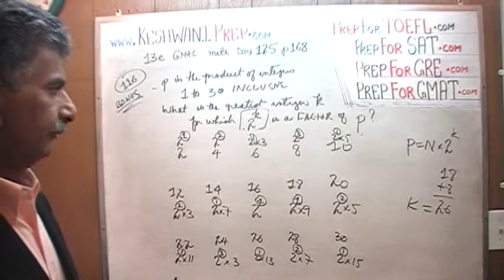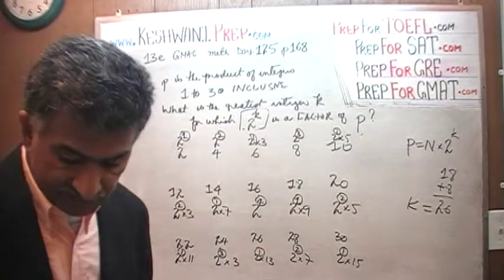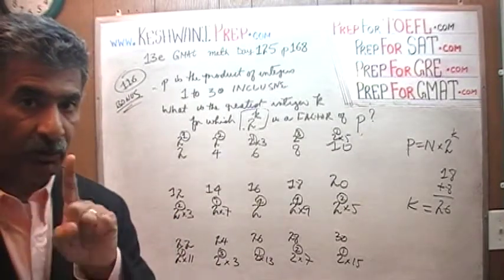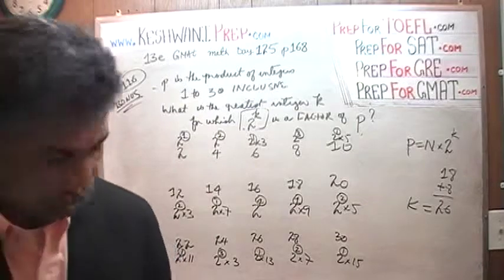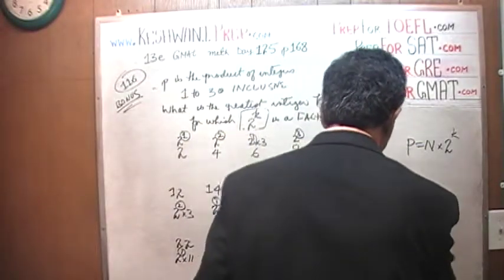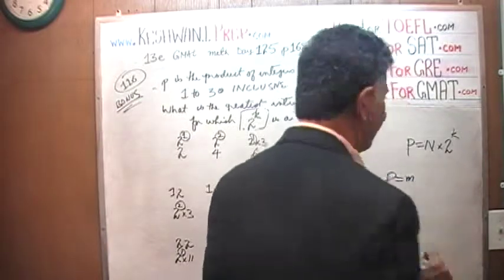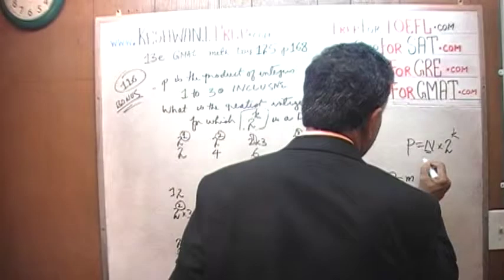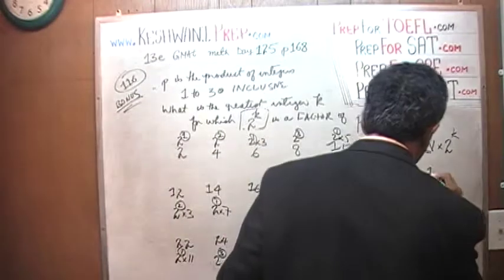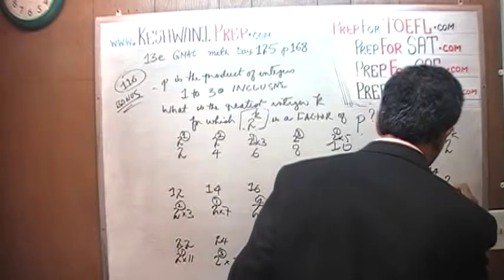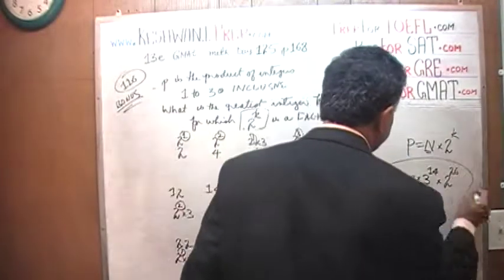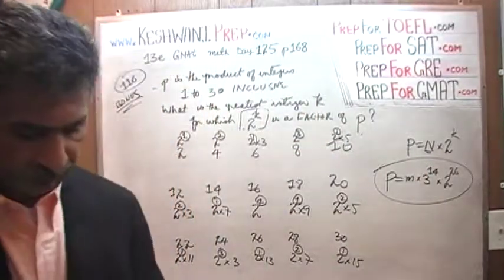In this case, k equals 26, which means if we combine yesterday's work and today's work, we can say that p can also be written as some integer m, let's call it m so that it is different from n, times 3 raised to 14, which we found out yesterday, times 2 raised to 26. There is your p. That's it, we are done.